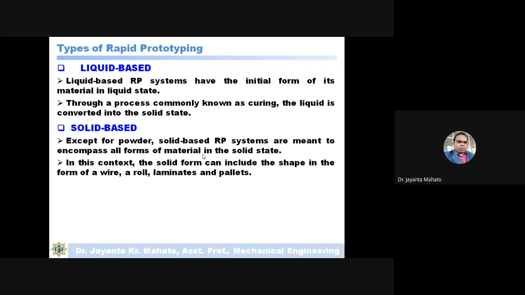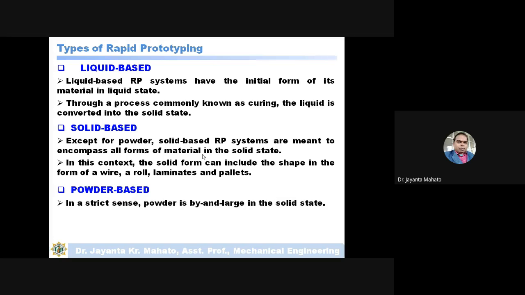the solid forms can include the shape in the form of a wire, roll, laminate, or pellets. Means, the shape can include a wire, roll, laminates, and pellets and billets. All the shapes can be involved in the solid based prototyping system. Powder, of course, is also a product material involved.